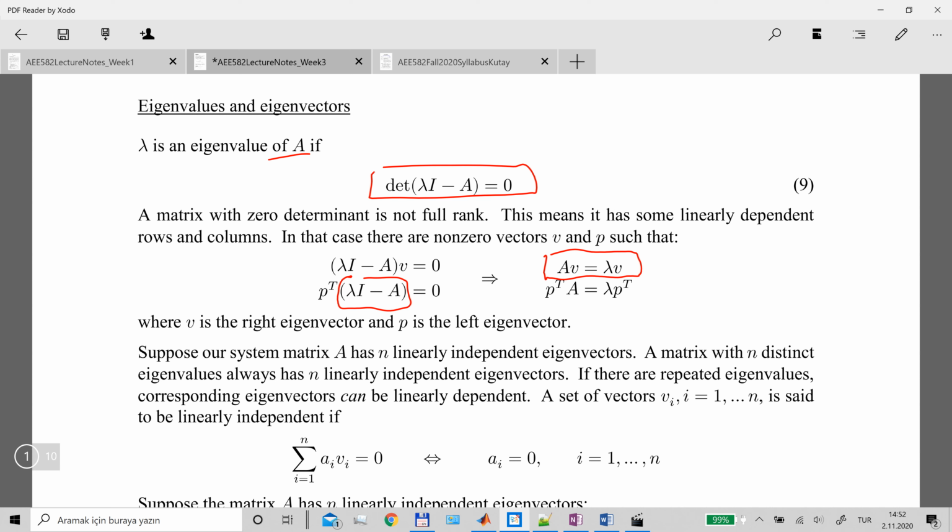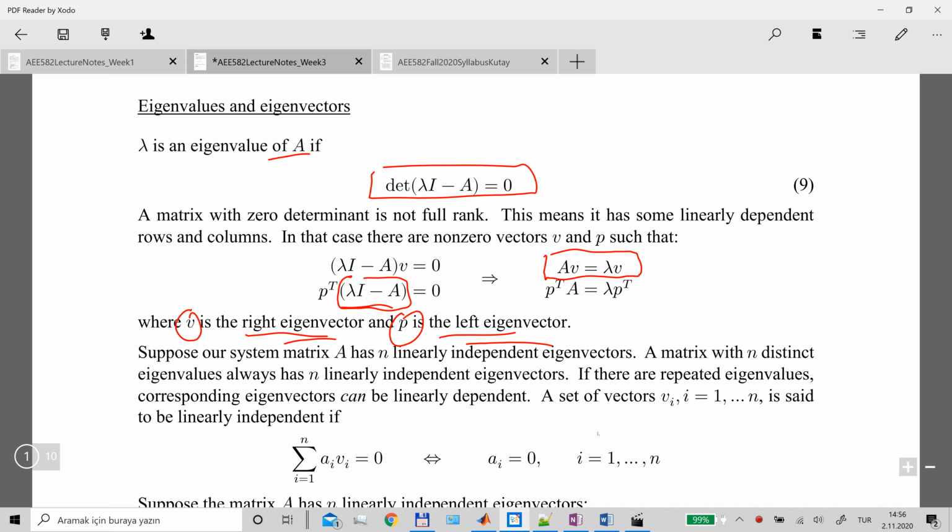So this time it will be a row vector, and the multiplication of that with the matrix lambda minus A will give you 0. So we call these special vectors V to be the right eigenvector of that matrix and P to be the left eigenvector of that matrix. So these left and right eigenvectors V and P correspond to that eigenvalue, and since an n-dimensional matrix will have n eigenvalues, there will also be n associated eigenvectors with these eigenvalues.